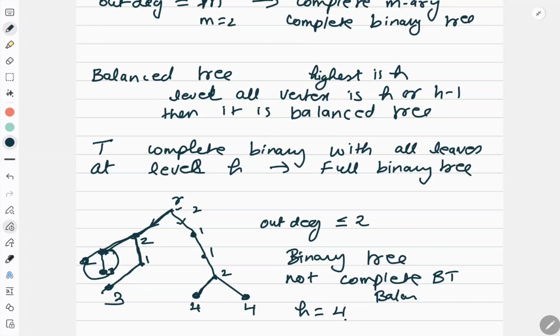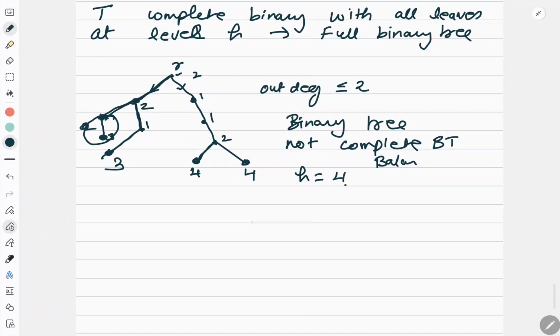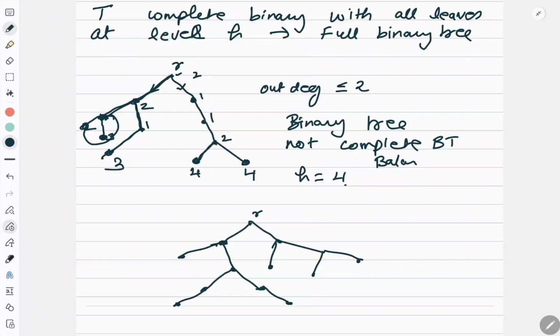Right. Now let me give you one example of a complete binary tree. Complete binary tree means if this is the root, these are two vertices. Okay. Now from this vertex I can take one more here. Now one more here and one more here. Same way here also I can do one more here, one more here, one more here, one more here, one more here and one more here. Now what is the out degree of this one? 2, because 2 are coming out. What is the out degree of this? 2. What is the out degree of this one?